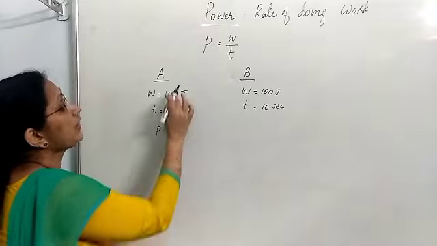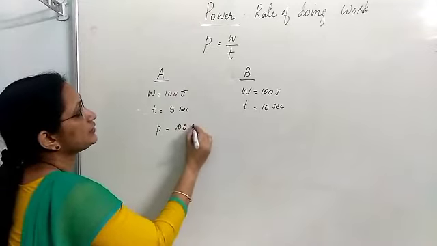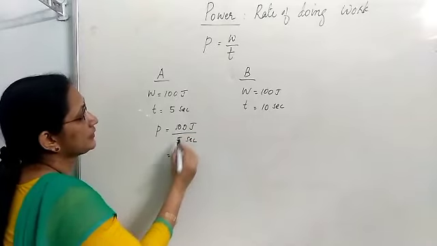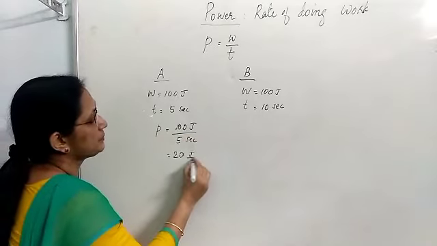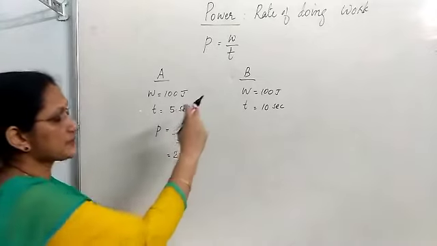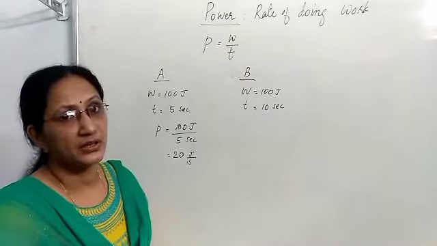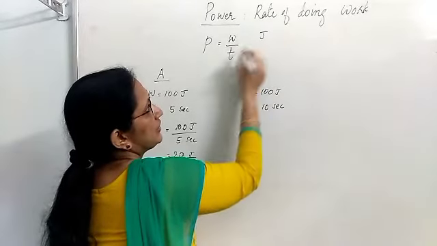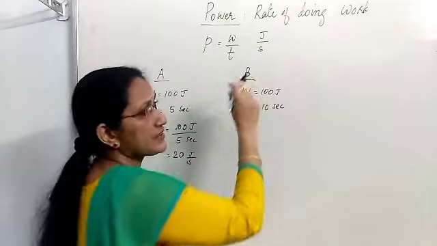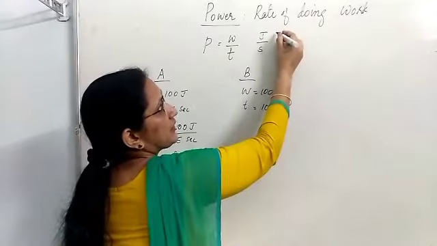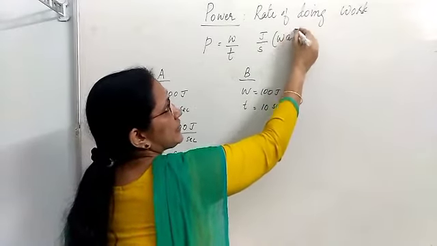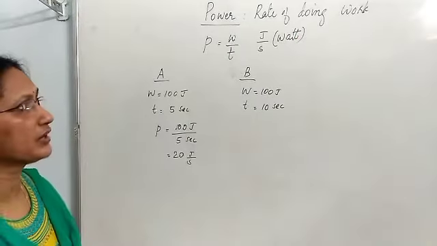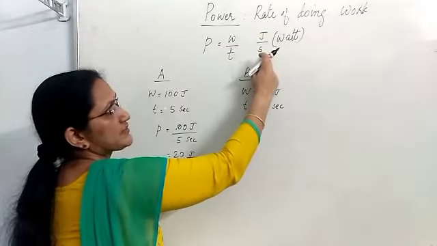Power is work upon time. Work is 100 Joule, time is 5 seconds. Then 20 Joule per second. Joule per second is the unit of power. Work is measured in Joule, time is measured in second. That is the SI unit of power. It has a short form, that is watt. So the SI unit of power is watt. Its expansion is Joule per second.